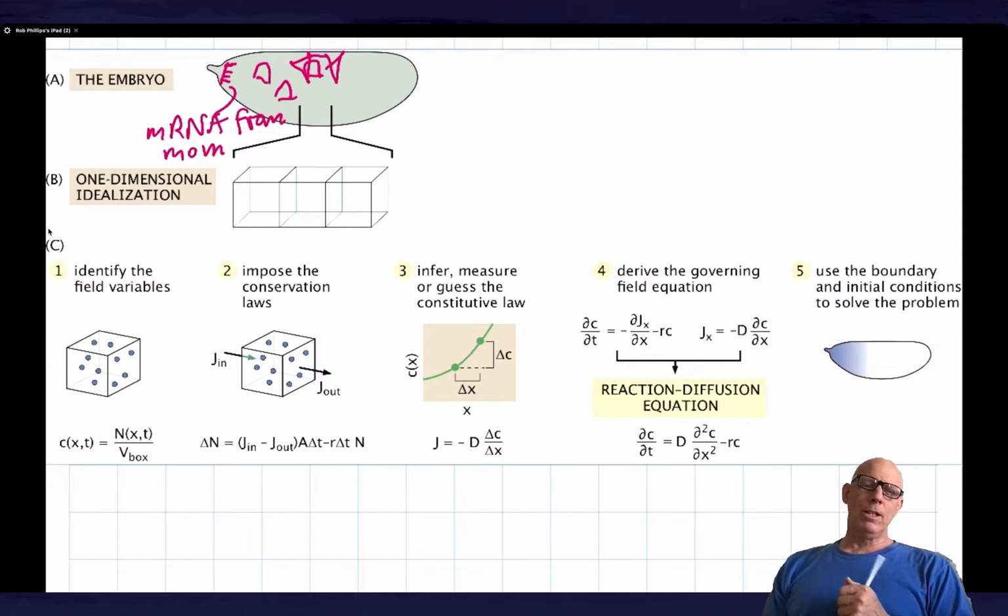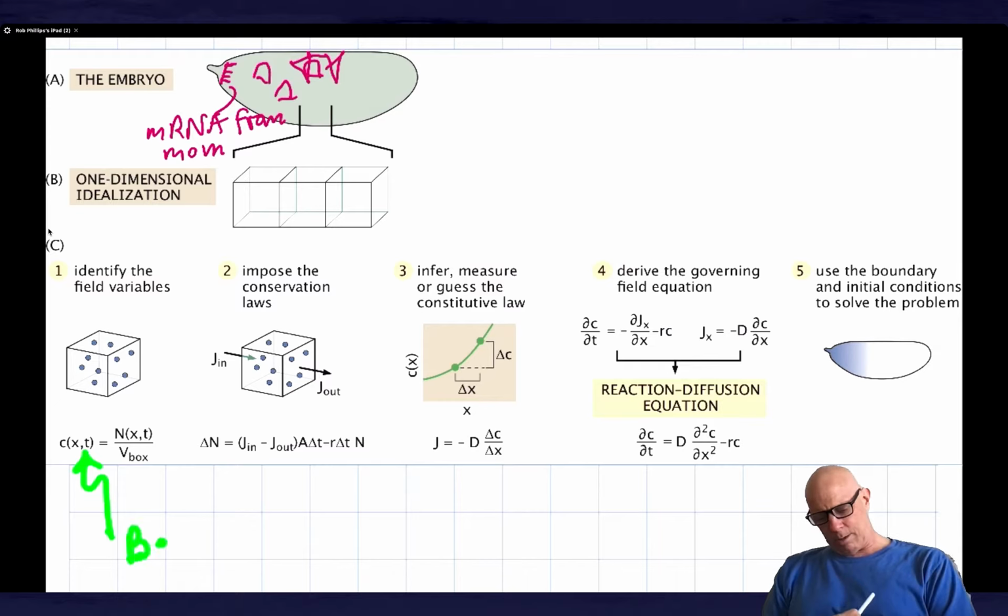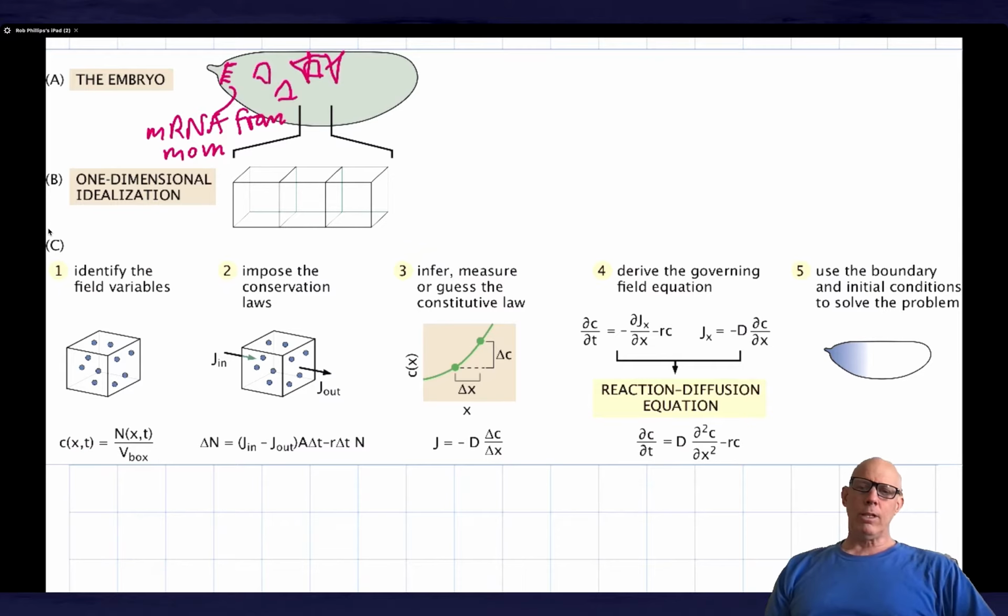And so I want to just give you an example of the use of the continuum theory protocol in the context of this precise question of diffusion and reaction, which again goes under the title of reaction diffusion. There are many aspects of this that are identical to the continuum protocol writ large. So first of all, we identify the field variables, which in our case is going to be the concentration of bicoid. So I'm going to refer to bicoid as BCD. And the concentration as a function of position is our relevant field variable.